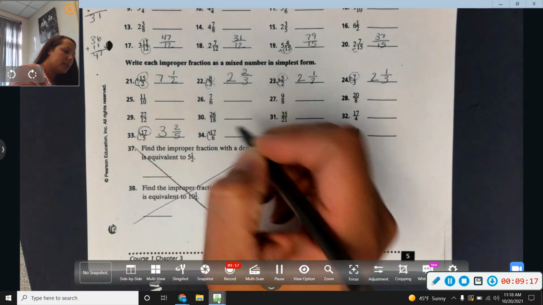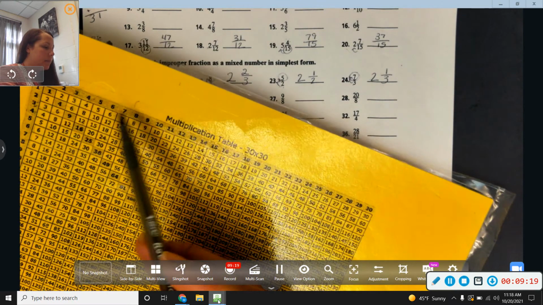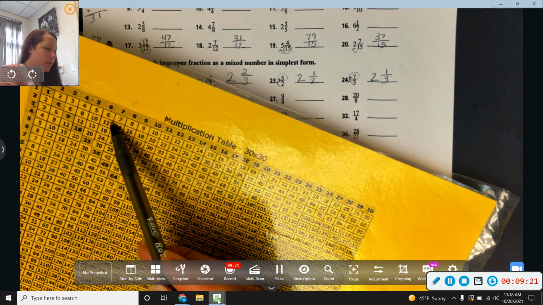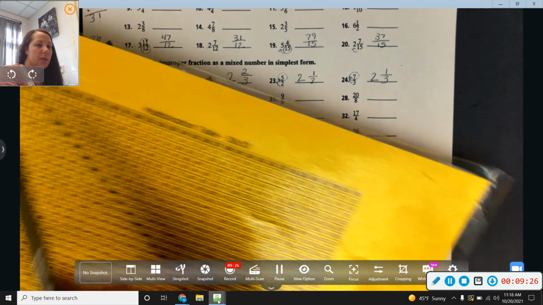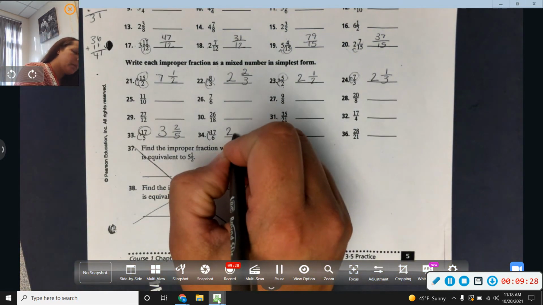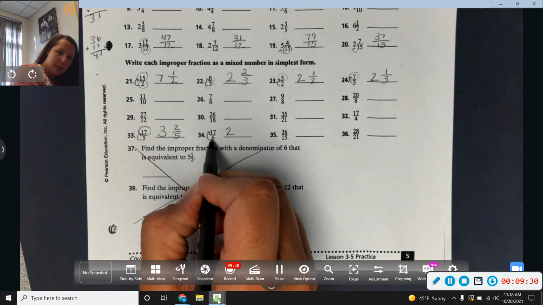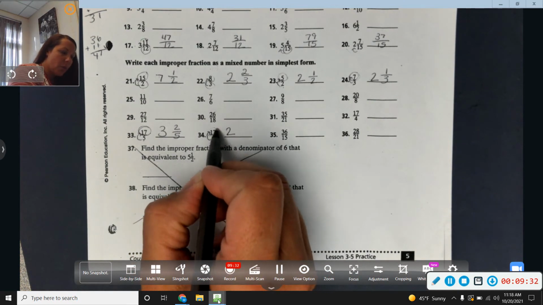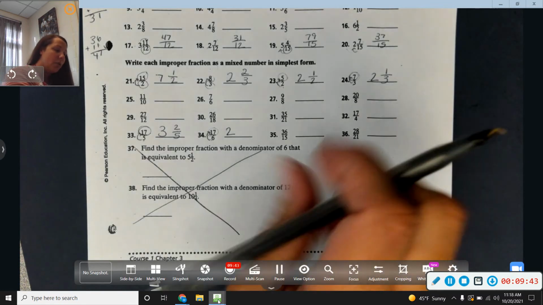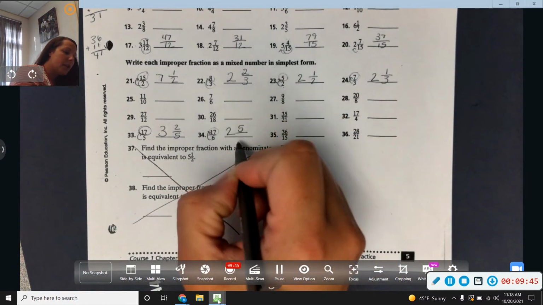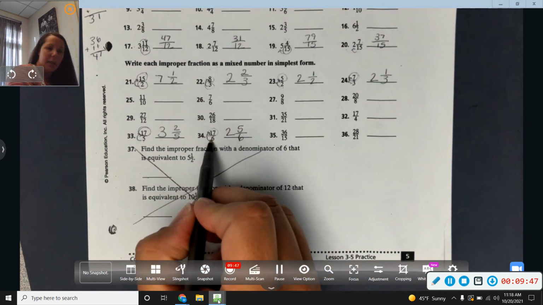How many 6 goes into 17? Go down my 6 column. Find a number that's close but not over. So it goes in 2 times. 2 times 6 is 12. I've used up 12. So I think 12 in my head and count up to 17. 12, 13, 14, 15, 16, 17. So there are 5 left, and my denominator stays the same at 6.